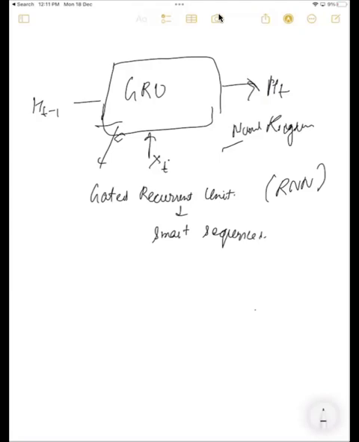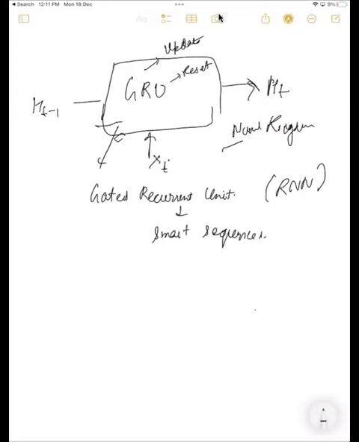So it has two gates. One is the update gate and one is the reset gate. It has two gates: one is the update gate and another one is the reset gate. This is the mechanism that allows it to control the flow of information through the network.